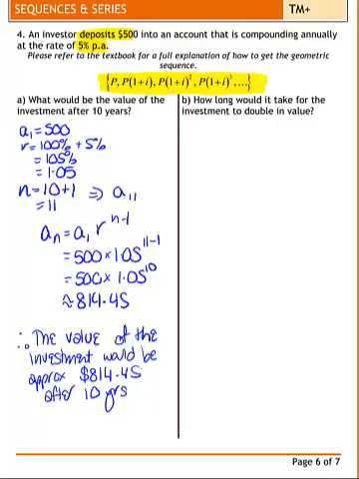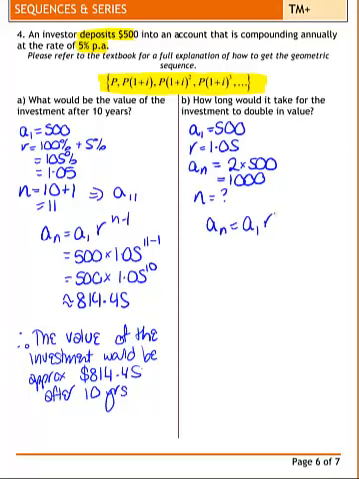Next part, how long would it take for the investment to double in value? In this case my A1 stays the same, it's 500. My r is still 1.05, but my An term that I want is going to be 2 lots my initial investment, so $1,000. And I want to know what n is. Write out my formula, plug in what I have: 1,000 equals 500 times 1.05 to the power of n minus 1, and I don't know what n is. Divide both sides by that 500, so I get 2. Note that that's always going to be the value when it doubles, so that's why it's 2. So 2 equals 1.05 to the n minus 1.